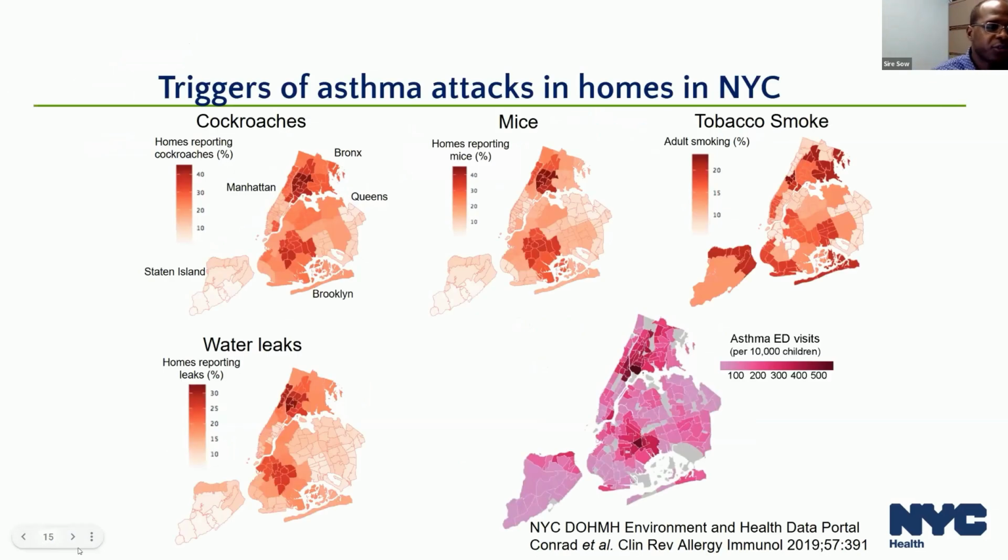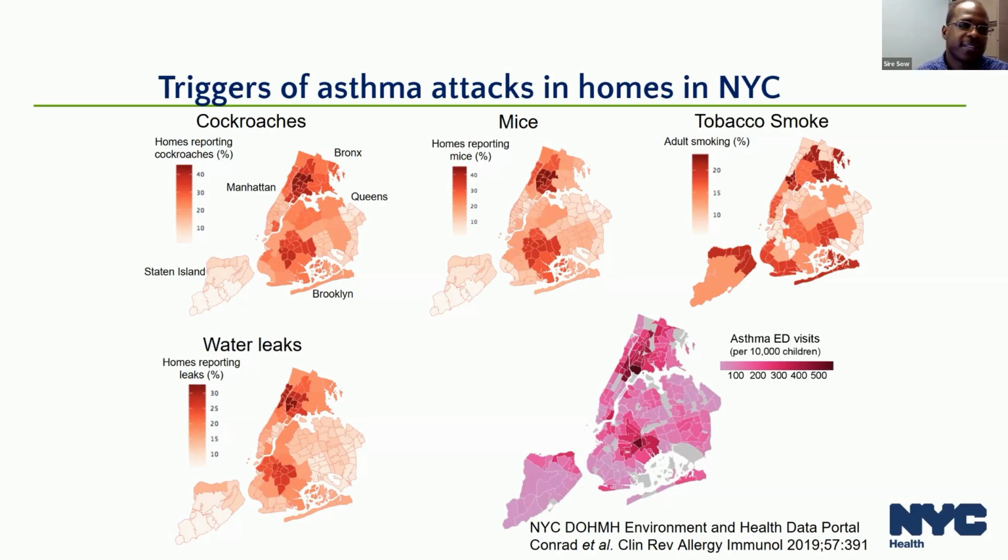So again, looking at triggers of asthma attacks in homes in New York City, you'll see from left to right, cockroaches, mice, tobacco smoke, and underneath water leaks. The areas in darker red are the areas where that's the biggest problem, where the most amount of homes are reporting this issue. And same areas geographically as we've looked at in terms of asthma-related emergency room visits, which you can see on the bottom right, and asthma-related hospitalizations.